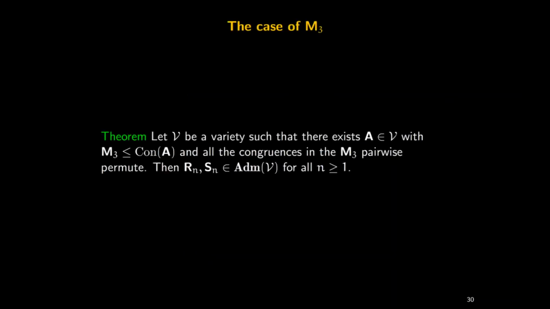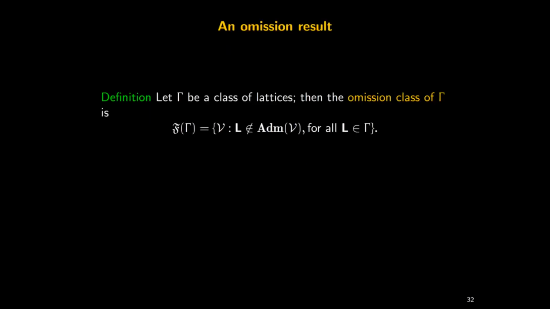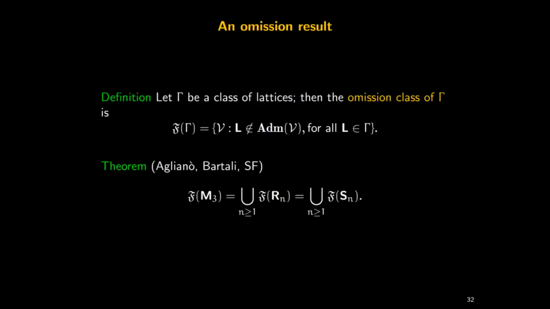So mainly you can get rid of the pairwise hypothesis for the admission of Rn and Sn, and also of M3. And so you obtain basically that the filter of omission of M3, that is the class of congruence semi-distributive varieties, can actually also be obtained by the union of the filters of omissions of either the roads or the snakes.